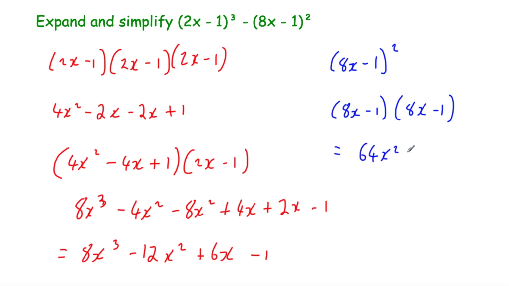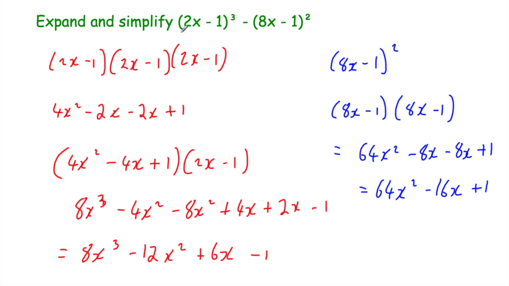8x times minus 1 will be minus 8x. Minus 1 times 8x would be another minus 8x, and then finally minus 1 times minus 1 is 1, so plus 1. And then if we simplify this, we get 64x squared, minus 8x, take away another 8x, would be minus 16x, and then we've got our plus 1. So we've expanded those brackets.